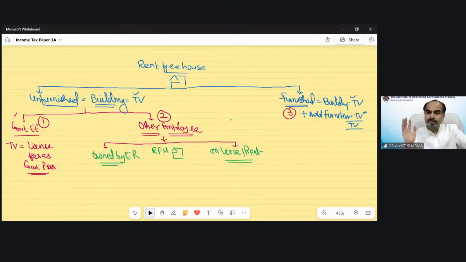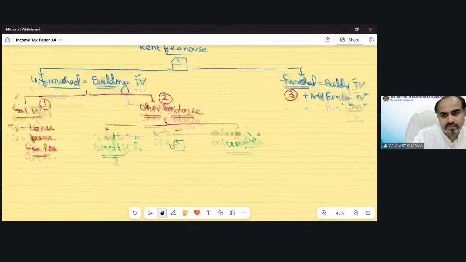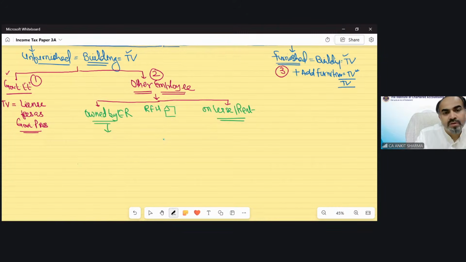You are working in an organization. The employer tells you that we will provide you a rent-free house. Go to flat number 102, whatever it is, and you can reside there. Now that flat either would be owned by the company, the company being the legal owner, or maybe the company has taken that flat on rent. In both cases, you need not pay anything. But the taxable value would be different if the flat is owned by the employer and if the flat is on rent. So in the question, you need to see whether it is owned by the employer or taken by the employer on lease or on rent. If the question is silent, assume it is owned by the employer. Now, if it is owned by the employer, there would be 3 situations.